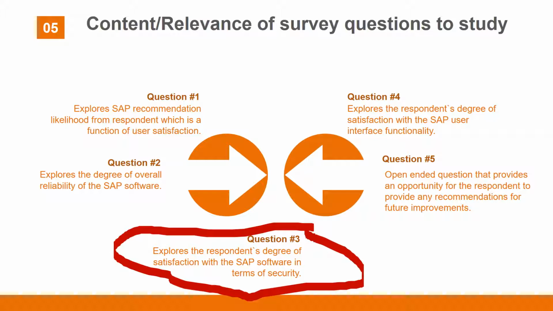And then question number 5, an open-ended question, gives the respondent the chance to provide a genuine opinion on the areas of improvement. So how do you think that we can improve on the SAP software? What are the pinpoints that you feel the SAP product development team can work on in terms of improvement? So that is it with the content and relevance of the study.